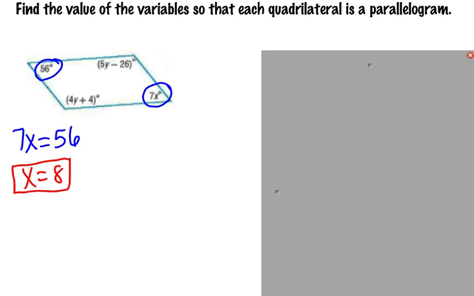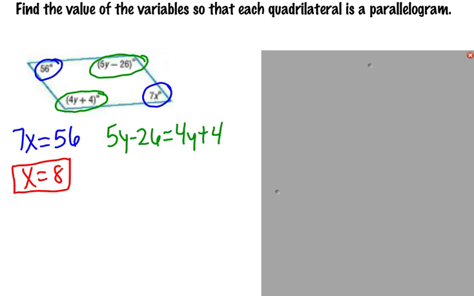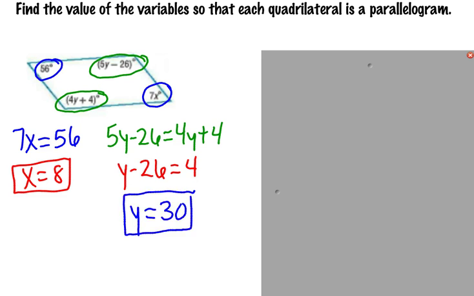Perfect. Now we have 4y plus 4 is equal to 5y minus 26. Get your variables to one side, so I'll have y minus 26 equals 4. Add my 26 over, so y equals 30. Sweet. Done. It's a parallelogram now.